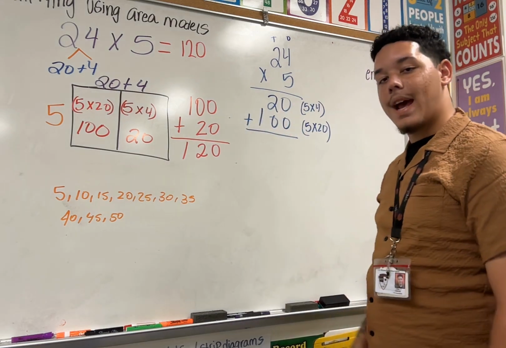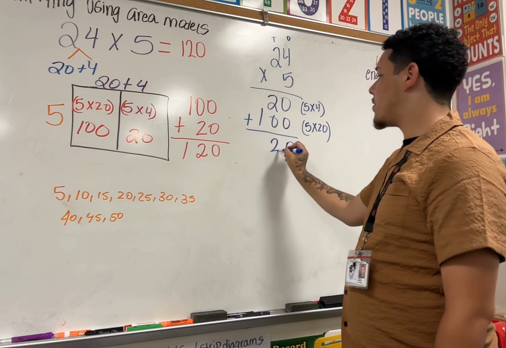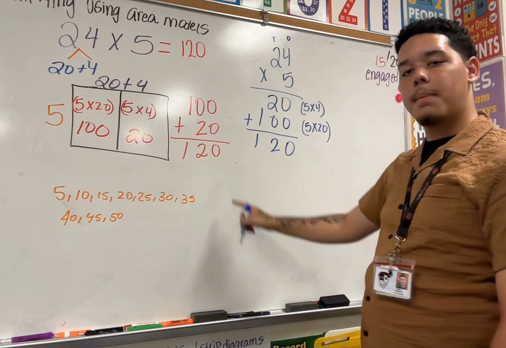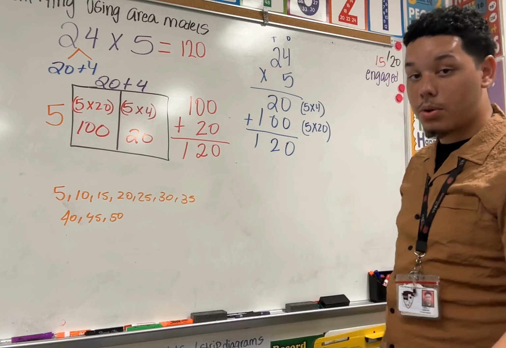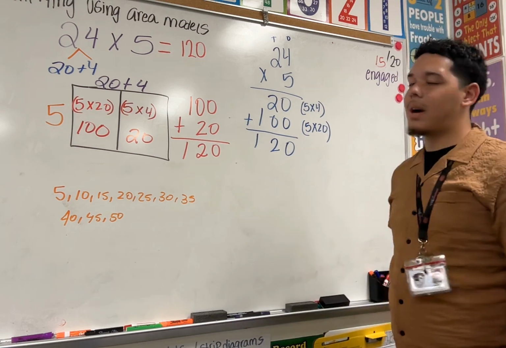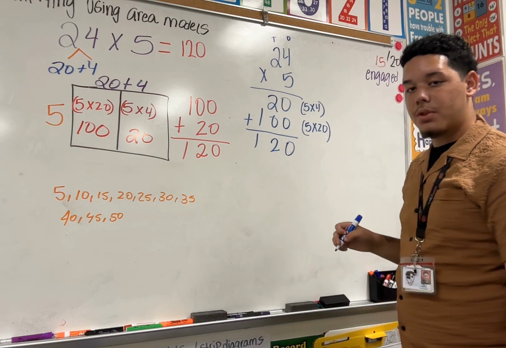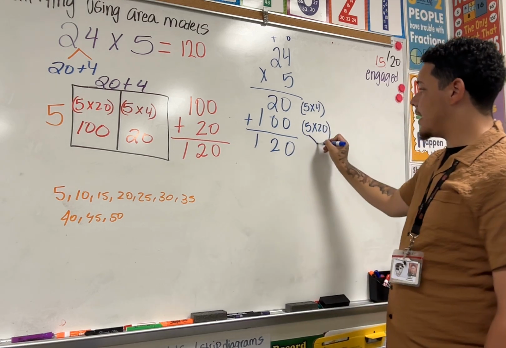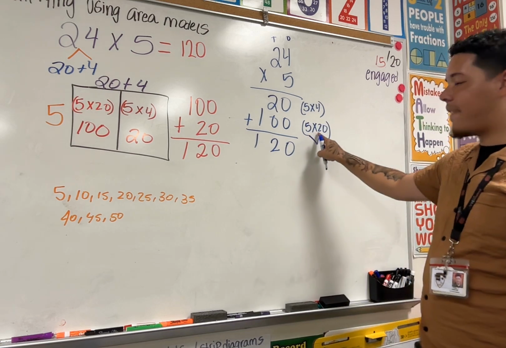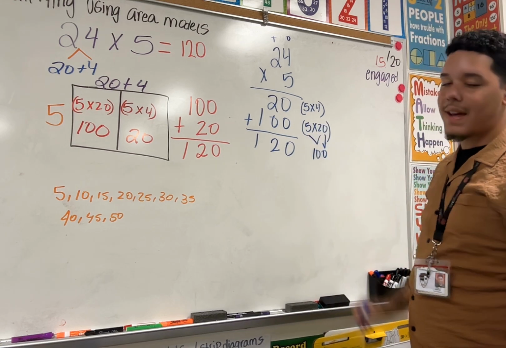Now I'm simply just going to add the numbers that I have. So 0 plus 0 is 0, 2 plus 0 is 2, and bring down that 1. You get the same answer of 120 using both strategies of standard algorithm and area models. Now, when we look up here and I'm trying to do 5 times 20, again, all I did was ask myself, I know that 5 times 2 is what? 10. Bring down that 0 you have, and that gets you to 100.